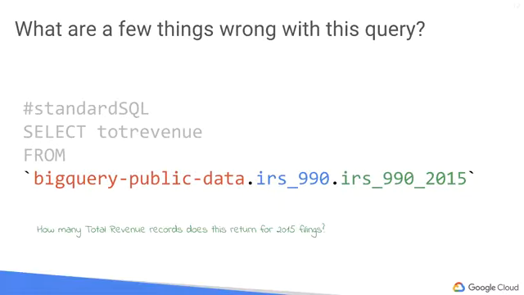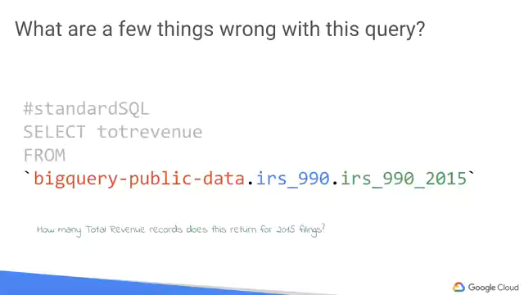All right, so let's take a look at this query. So this query says, give me, select means give me the columns that follow the select statement. In this particular case, tot revenue, or total revenue. Give me the total revenue from this particular data set.